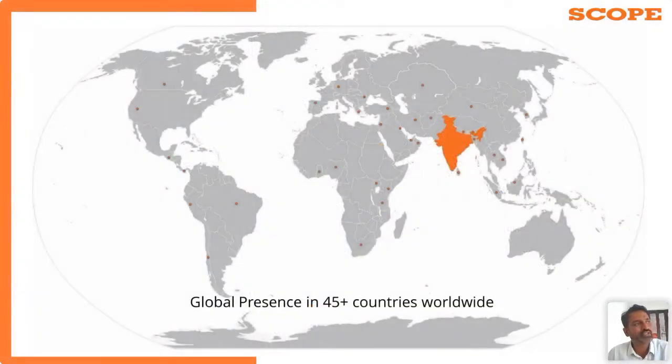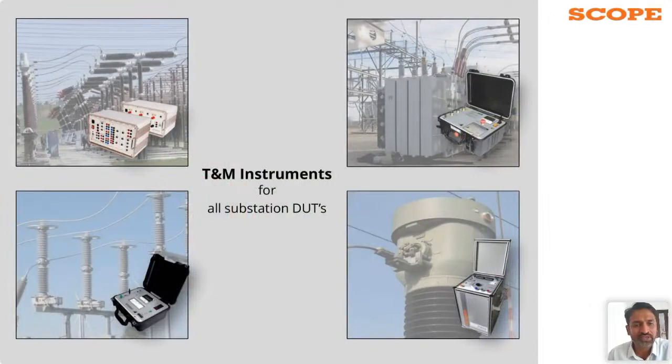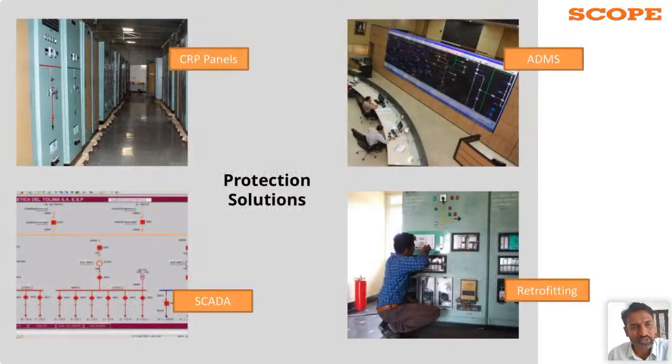And apart from this, we are also present in 45 plus countries worldwide with our solutions and with our instruments. So, scope verticals: if you see the business verticals, we are the manufacturers of testing and measuring instruments. This is one of the business verticals we have. Then we have a protection solutions vertical. Under the protection solutions, we give CRP panels, the manufacturing of the CRP panels, and SCADA system.